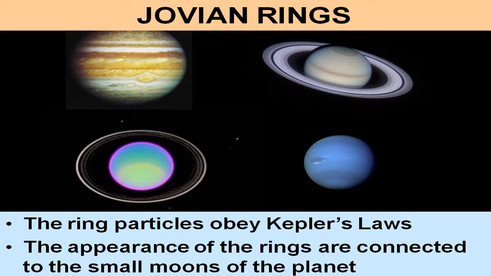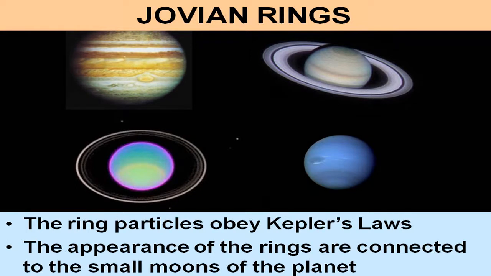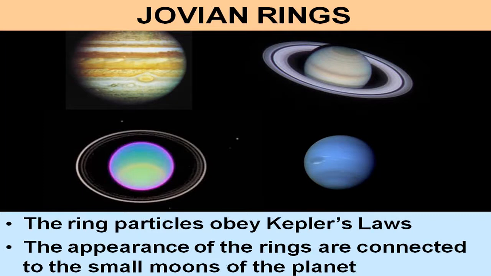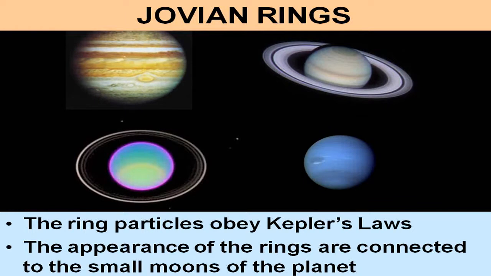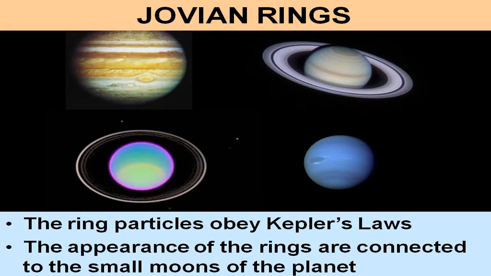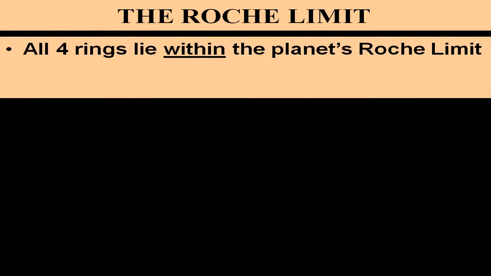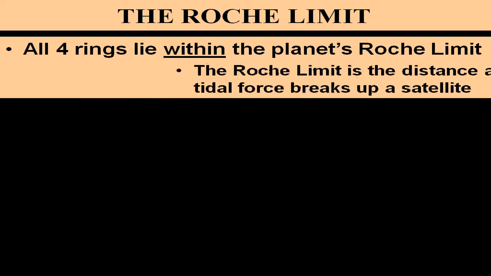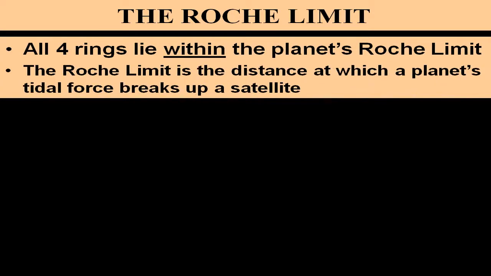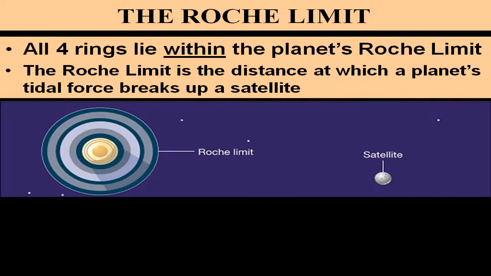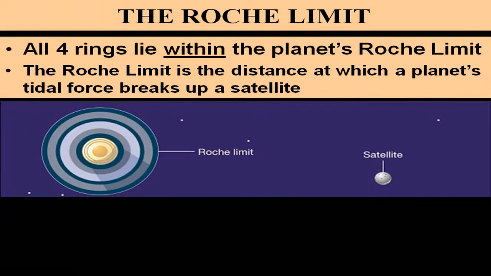They're around the planet's equator, and as we'll see later, we can add one more thing, is that the rings are all found within the planet's so-called Roche limit. The rings lie within the planet's Roche limit. The Roche limit is the distance at which a planet's tidal force will break up a satellite.